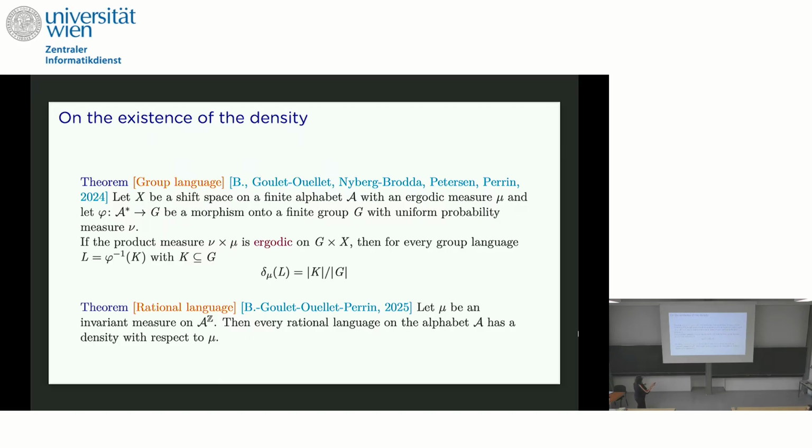We've recently gone a step further by taking, instead of a group, a monoid, a semigroup. A rational language is a pre-image of some part of a finite monoid. So we still have the existence of a density, but we have no ergodicity behind it. We prove it with completely different arguments, completely algebraically. So what I want to say here is that the existence of density is always true, even if you take a rational language.